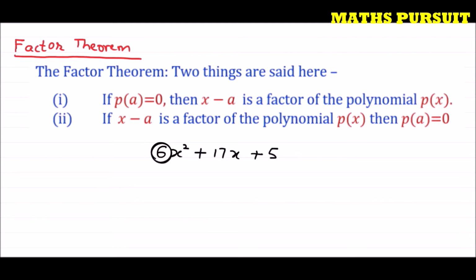We need to remove this 6. So how to remove this 6? In order to remove this 6, let us multiply as well as divide. That means to the numerator as well as to the denominator, 6 upon 6 into 6x square plus 17x plus 5.